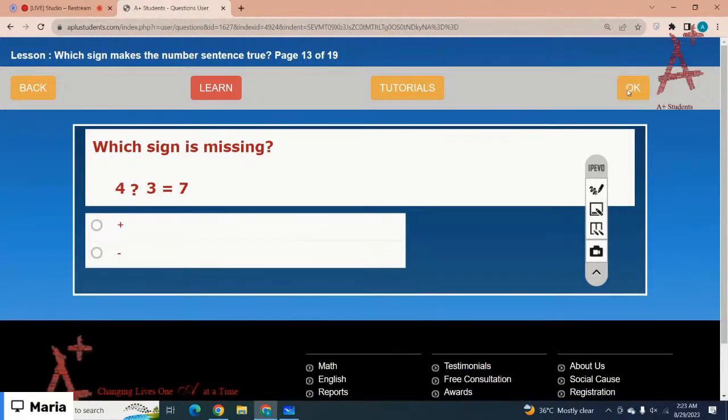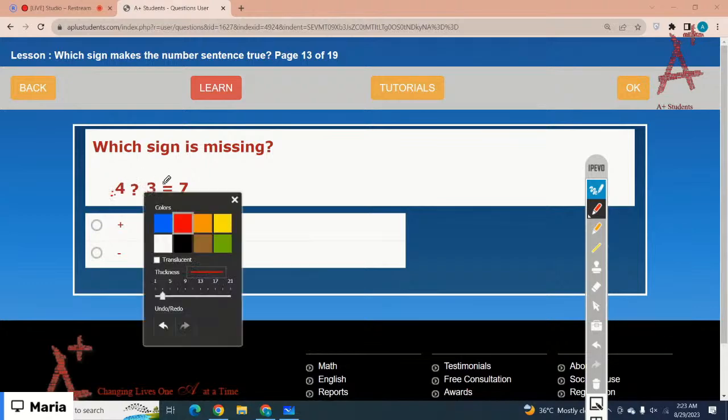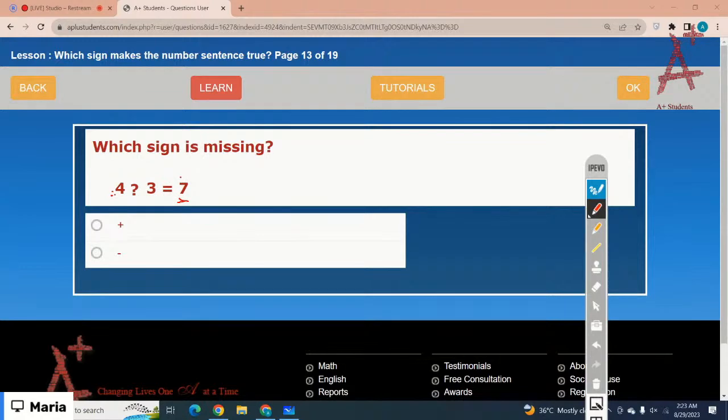Okay, which sign is missing? 4, 3, and 7. So just look at this side. Here you have 7, right? And 7 is greater than both the numbers 4 and 3. That means you can make 7 by just adding them, right? Because 7 is greater, you can make a greater number from the two small numbers by adding them. So it would be the positive sign. The correct option is the positive sign.